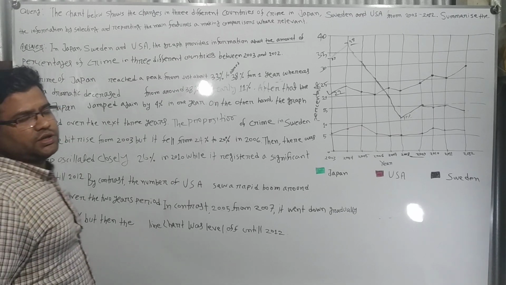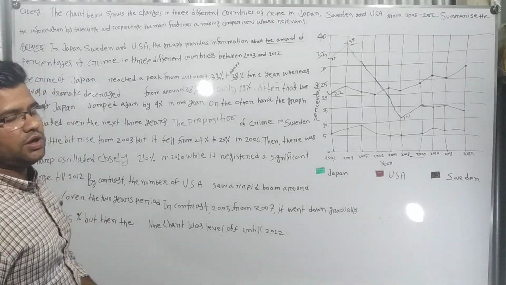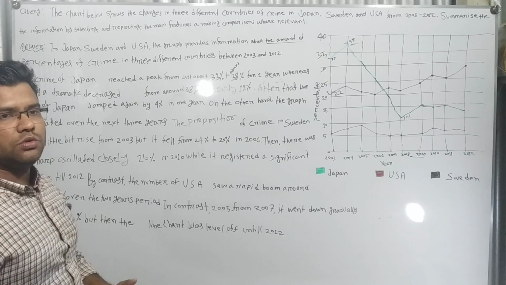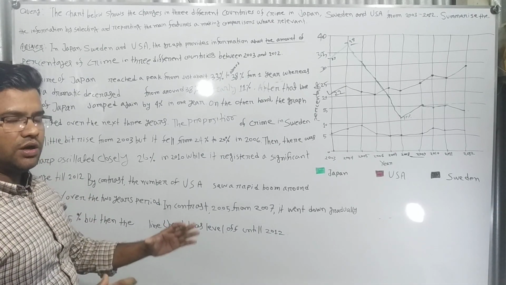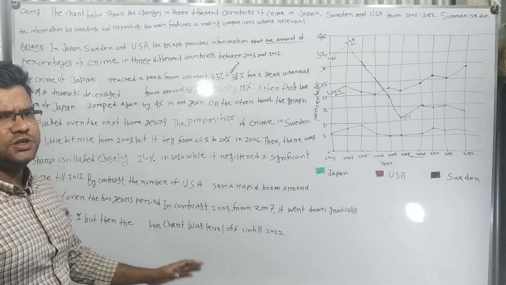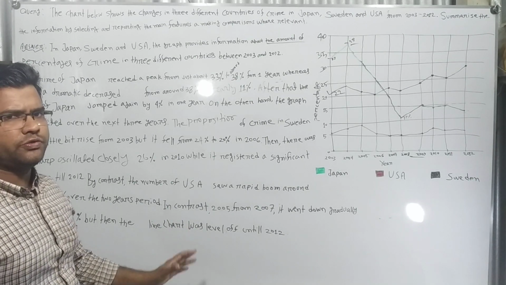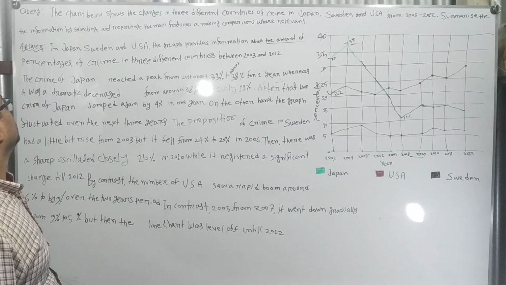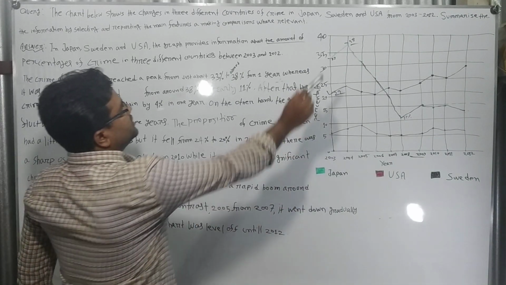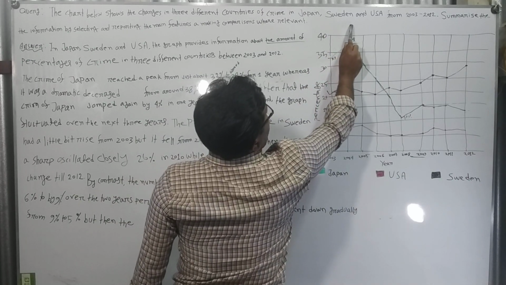You have to understand about the paraphrasing. It can be writing task 1 or 2. It can be reading, or it can be listening. It can be speaking. Paraphrasing is very important for all the modules. That is why you should understand very clearly. So here is Japan, Sweden and USA.